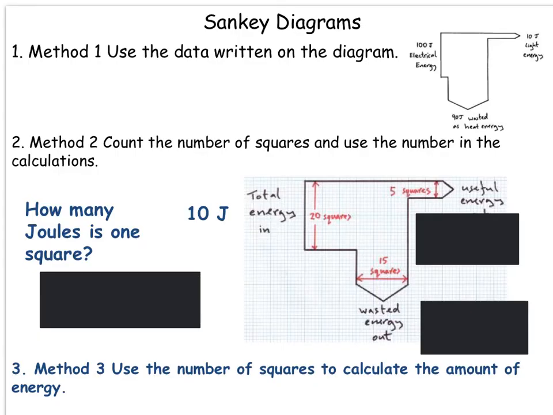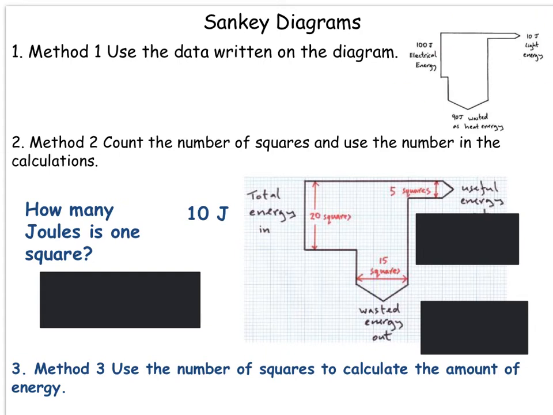Okay, so we're just going to look at a little bit more to do with Sankey diagrams now. There's usually, in an exam, 3 different things you might be asked about Sankey diagrams, which I try to emphasise here. The first method is when you have been given data written on the diagram. So you can see here we've got 100 joules, 10 joules, and 90 joules. And it might ask you to calculate the efficiency of the device. So again, 10 over 100 gives you 0.1.